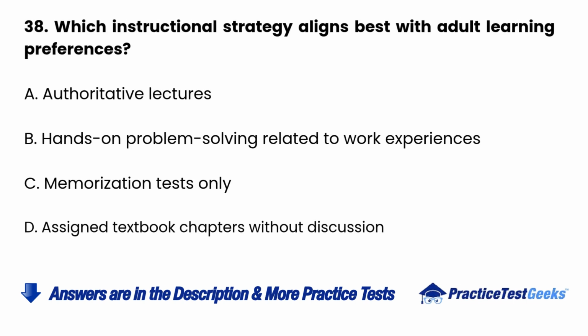38. Which instructional strategy aligns best with adult learning preferences? A. Authoritative lectures. B. Hands-on problem-solving related to work experiences. C. Memorization tests only. D. Assigned textbook chapters without discussion.